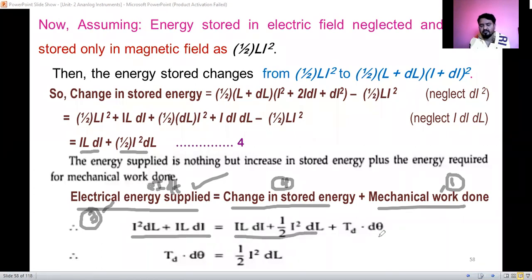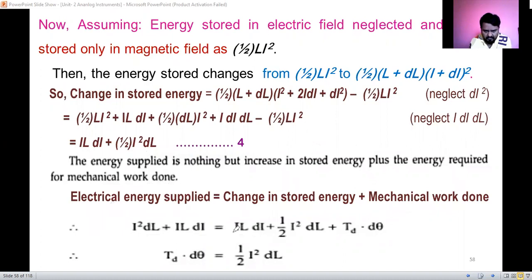Equation number 1 is nothing but the deflecting torque and the change in deflection, that is Td into d theta. So combining here, see here, anything will cancel here, no? Can you check once again? On the LHS side and RHS side, do any terms get cancelled or not? You can tell me. You also have to get involved in this one.